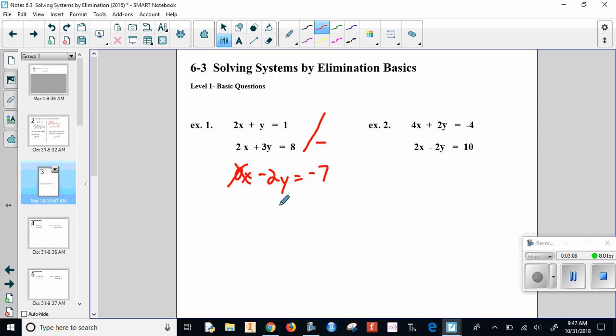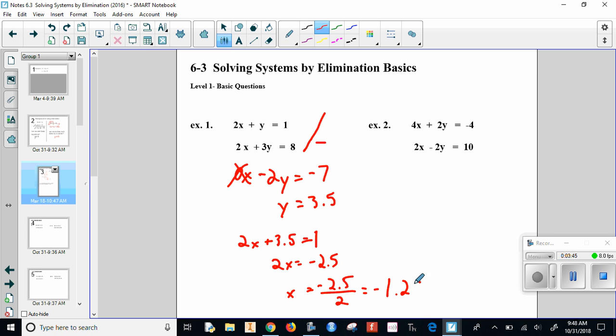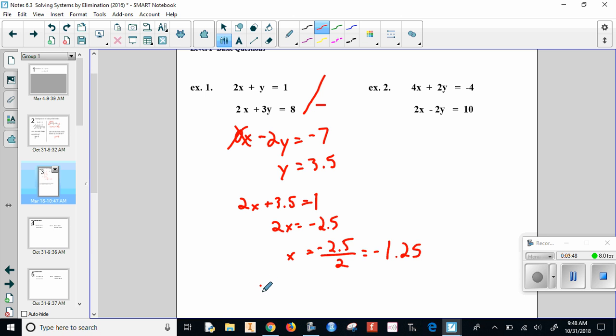Now, when I divide both sides by negative 2, I get 3.5, or 7 halves. So now that I have y is 3.5, I can plug it in for either x or y. I would choose this one. So I would say 2x plus 3.5 is equal to 1. Subtract 3.5 on both sides, and this would be negative 2.5. And x is whatever negative 2.5 divided by 2 is. That would be negative 1.25, I believe. So now we have an x, and we have a y.